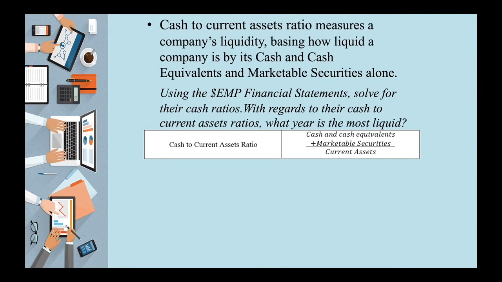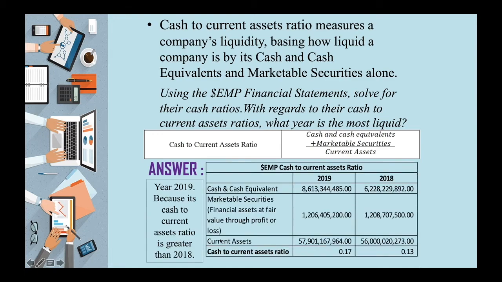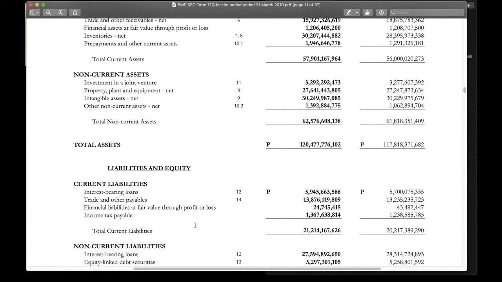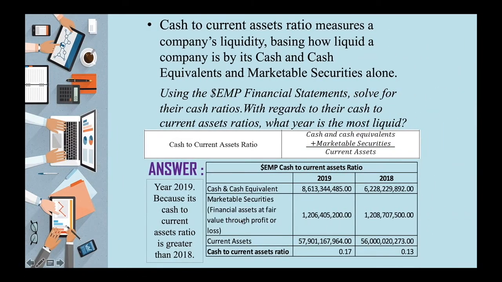So, here, since this is a cash to current assets ratio, again, this is the measure of how liquid is the company, basing on how liquid a company is doon sa cash and cash equivalents. So basically, ang answer dito is year 2019. Tama ba tayo? 0.17 and 0.13. Dahil ang year 2019 is mas malaki yung cash to current assets ratio niya compared to year 2018. Meaning, mas liquid sila in terms of cash and cash equivalents plus the marketable securities. That is the cash to current assets ratio.